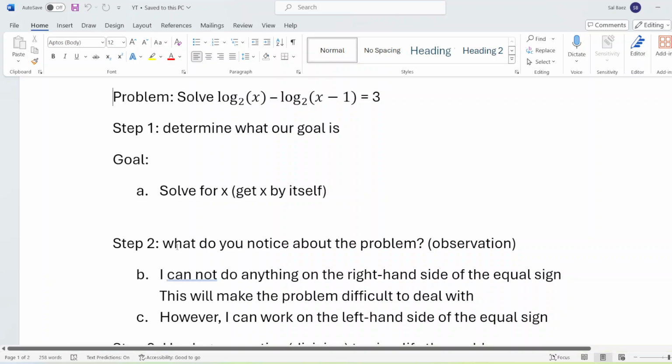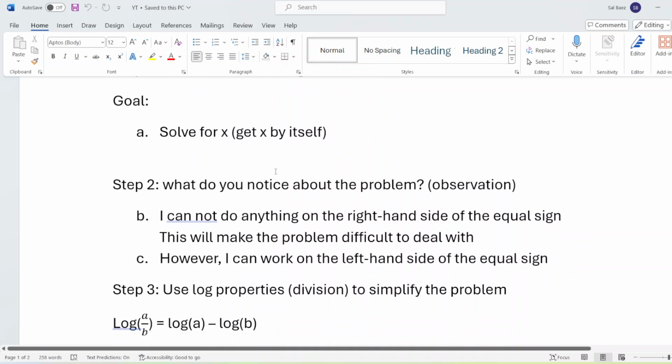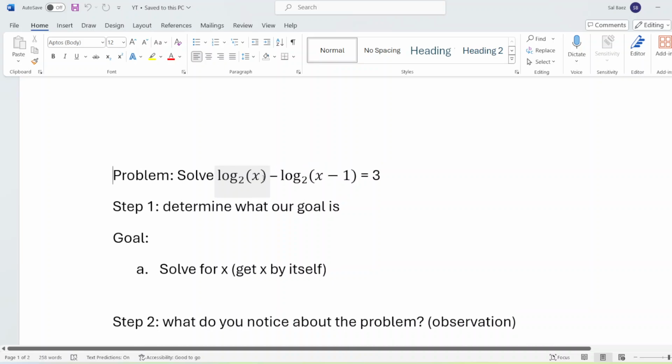And so, as I said here, I can't do anything on the right because there's not really much you could do with that three there. I mean, it's not going to make it easy, is what I'm trying to say. If I divide by three, I could do that, but it's not going to be easier. Because again, in math, when you go from step one to step two, for example, you're trying to go easier, trying to have the problem be more simple to deal with. And so, in this problem, we can work on the left side.